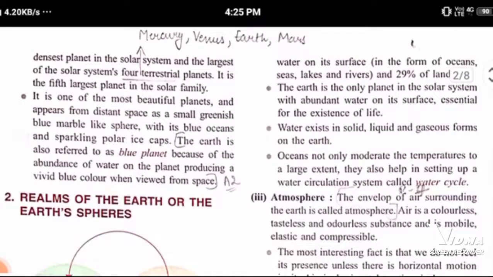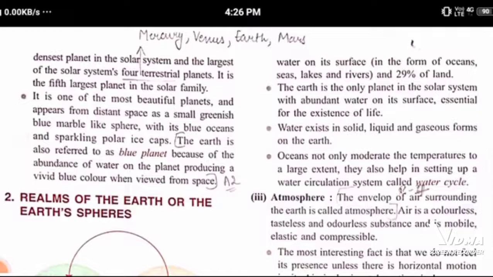It is one of the most beautiful planets and appears from distant space as a small greenish blue marble-like sphere. If we see it from space, from outside the earth like the astronomers, it looks like a small greenish blue marble-like sphere with its blue oceans and sparkling polar ice caps. The earth is also referred to as the blue planet. It is one of the answers of your exercises.